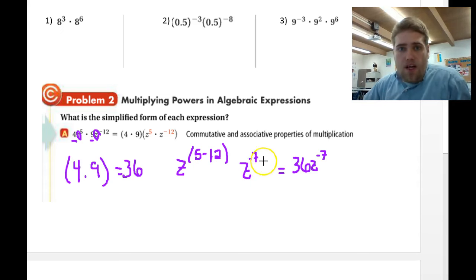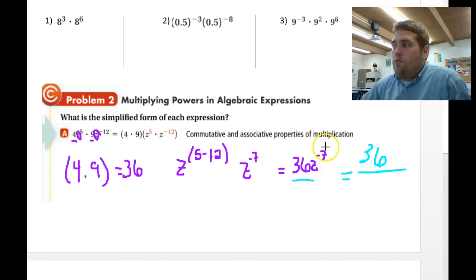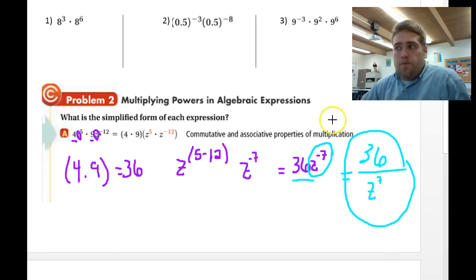I cannot have negative exponents. So, is anything negative about 36? No. So 36 just stays the same. 36 stays on top. And on bottom, I've got z to the -7th. Well, it's negative on top, so I want to move it to the bottom. So I get z to the 7th. And that is my final answer.